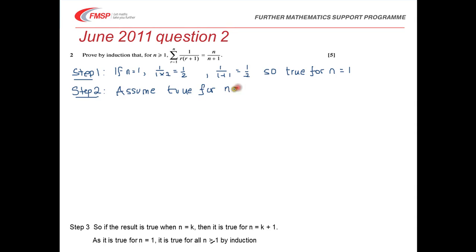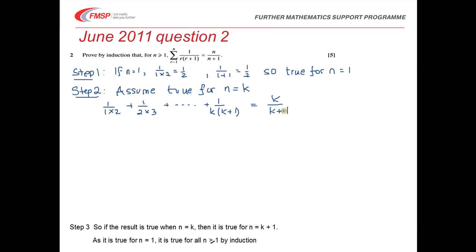Now that means that basically what we're saying, if we write this out in full, is that 1 over 1 times 2 plus 1 over 2 times 3 plus right up to the last term, it will be 1 over k times k plus 1, and that is equal to k over k plus 1.